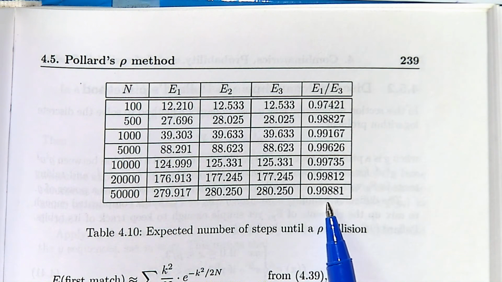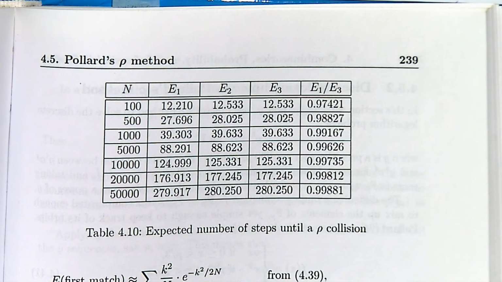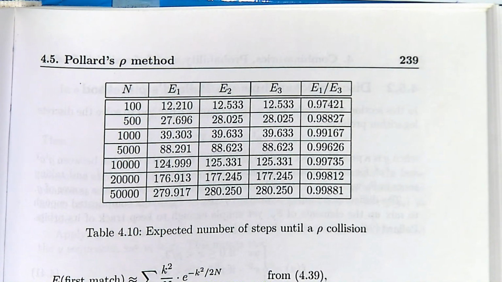This is 0.99881. So it's really, really close to 1. Yes, so the approximation is actually really good. And when n grows, this is only n equal 50,000, of course. That's not an n of cryptographic interest. So you understand, the approximation is actually pretty accurate.